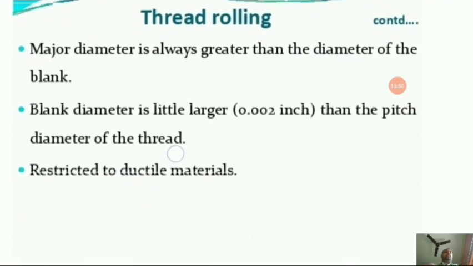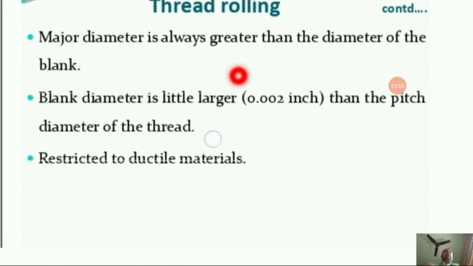Now the measured diameter is always greater than the diameter of the blank. Blank diameter is a little larger, around 0.002 inch, than the pitch diameter of the thread, and it is restricted mainly to ductile materials.